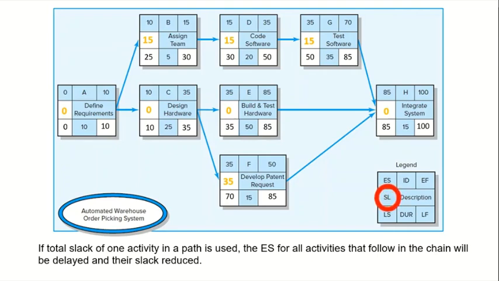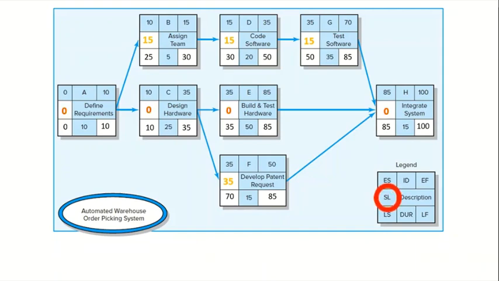After slack for each activity is computed, the critical path is identified. In general, it includes activities that have LF equal to EF, or a slack of 0. Therefore, the critical path of this project is A-C-E-H. Delay of any of these activities will delay the total project by the same number of days.